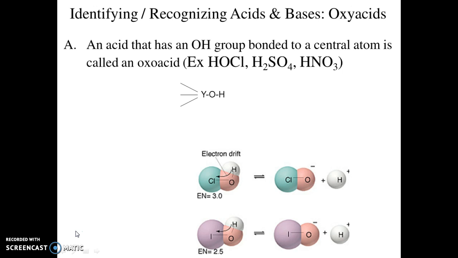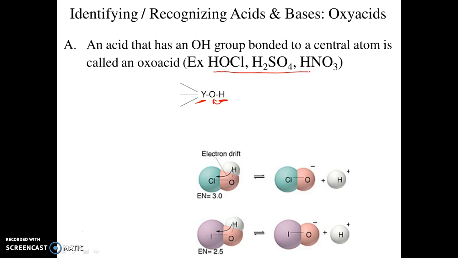In this case, it's when you have an OH group, which means that you have an H directly bonded to an O, and then that O is bonded to the rest of the atom. A lot of times there's a carbon or nitrogen or something here. But whenever you have that situation, you would have what's called an oxo acid. So here are some examples of the oxo acids.